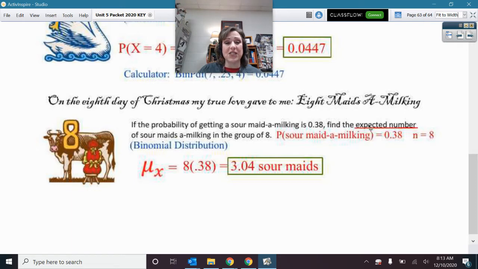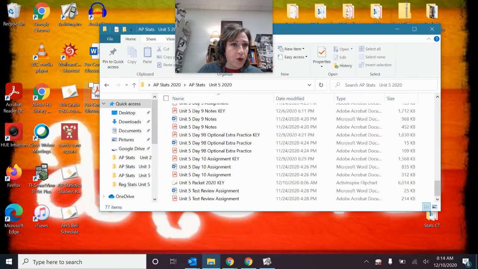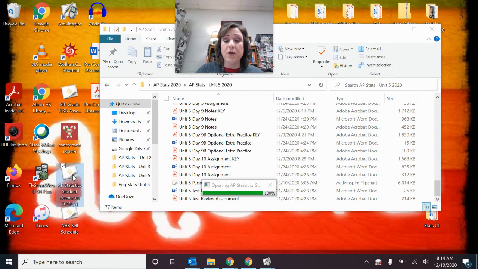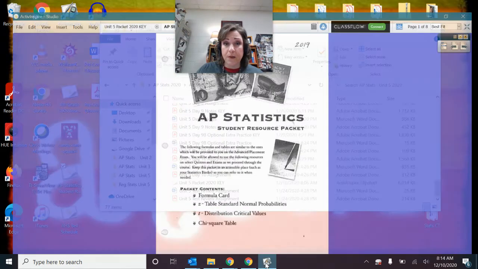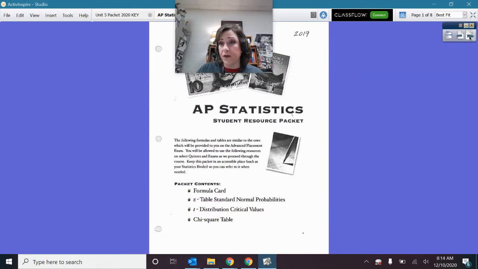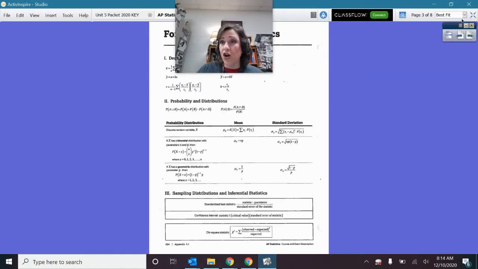So find the expected number. Remember that expected number is the mean. Geometric is 1 over p, binomial is n times p, which come from your formula chart. In fact, I could pull that up really quickly to show you, because you need to be aware of where those formulas are on your formula chart.